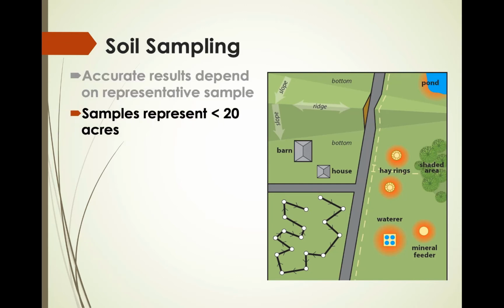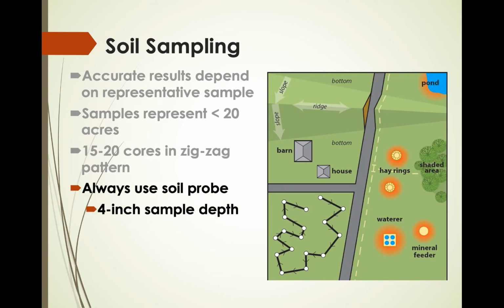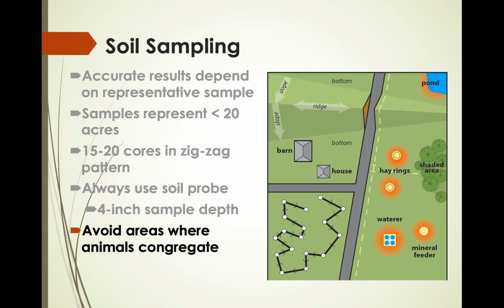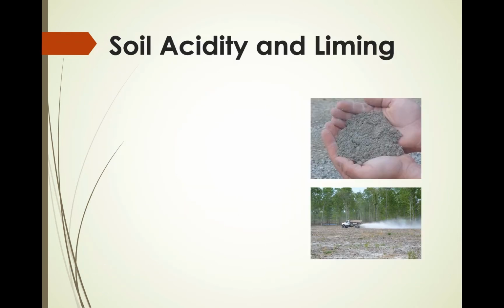Samples should represent about 20 acres or less. We want to take 15 to 20 cores in a zigzag pattern. We always want to use a soil probe to take samples, and we want to sample at a 4-inch depth. And we want to avoid areas where animals congregate. So if we fed hay or supplement in that hay field, and animals are hanging out in a certain area, don't sample there because they tend to concentrate nutrients in those areas, and that'll give you a false soil test result. And then make sure we do our paperwork when we submit our soil samples.